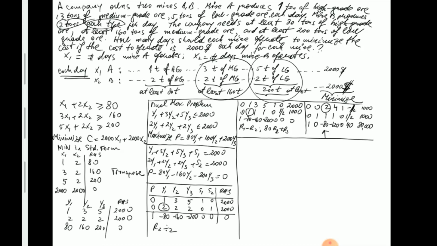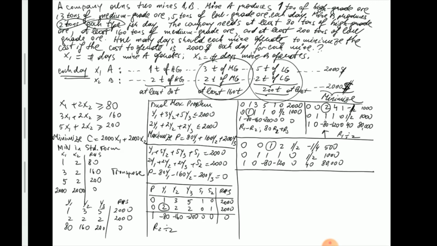So let's divide the first row by 2. So that's going to be 0, 0, 1. 4 over 2 is 2. 1 over 2, minus 1 half over 2 is minus 1 over 4. And then 1000 over 2 is 500. And don't forget, this is the pivot. 0, 1, 1, 1, 0, 1 half, 1000, 1, 0, minus 80, minus 120, 0, 40, 80,000.